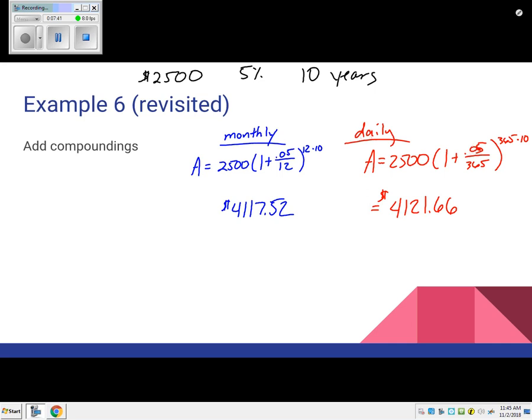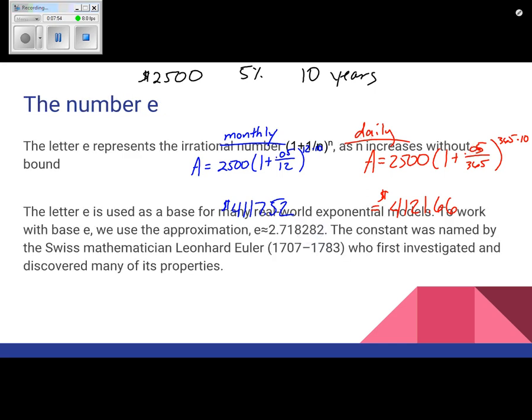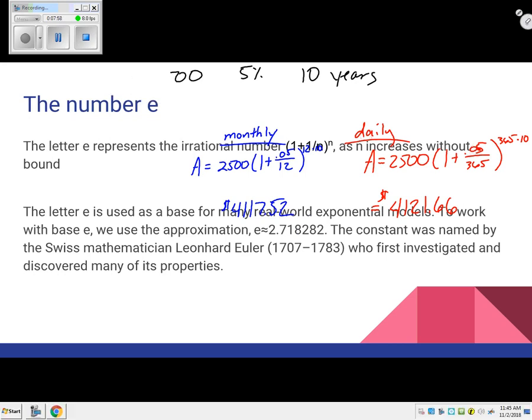Could we go hourly? Could we go every minute? Could we go every second? We get to the point where we could just compound this continuously. And that's what this mathematician Euler started working with, and he came up with this number e. Actually, I want to leave this up here. He came up with this number e, okay?